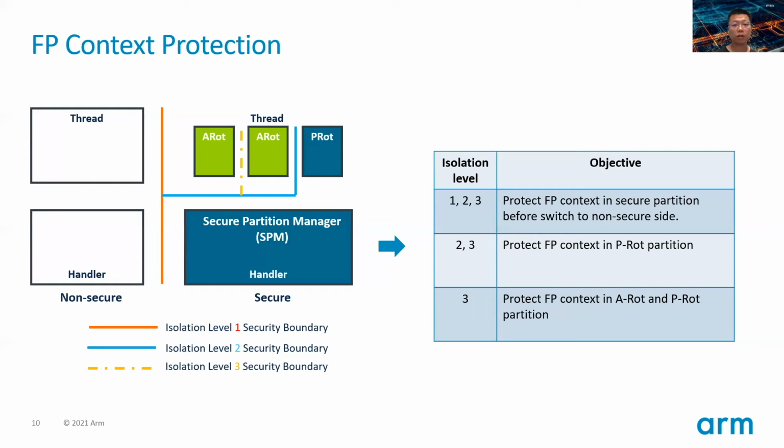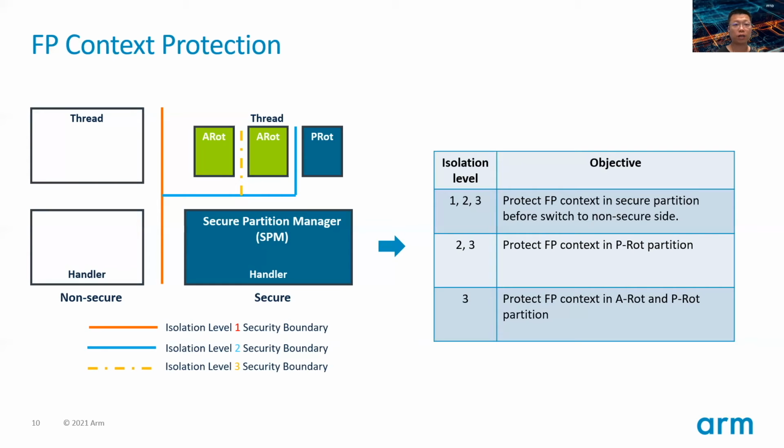SPM runs in the handler mode to do scheduling for those secure threads and configure secure isolation for threads by secure MPU. Since different products have different security needs, there are three levels of isolation. The first, isolation level 1, separates the secure and non-secure side. Isolation level 2 separates the P root and A root partition class. For isolation level 3, separate the secure partitions class.